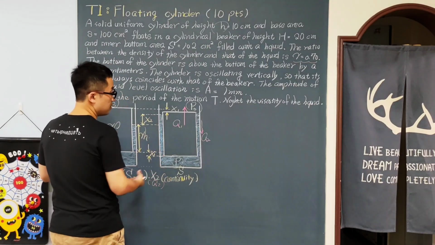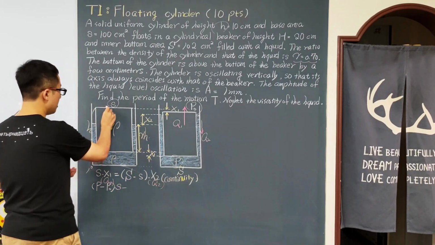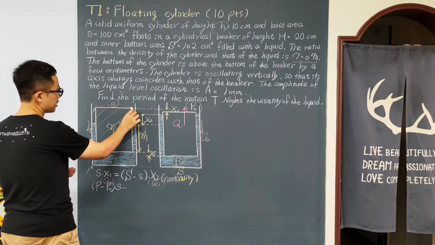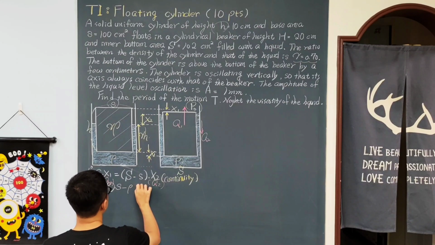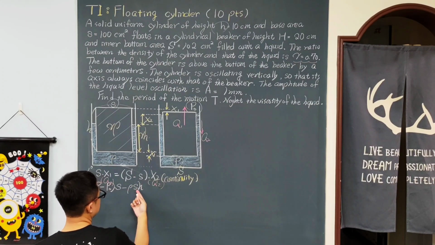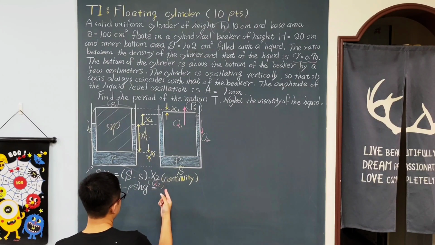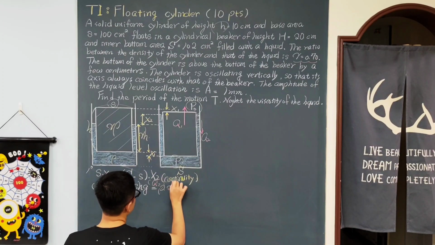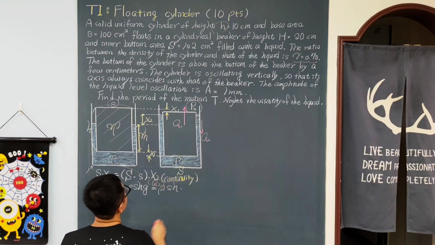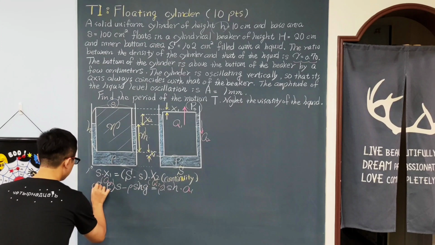The gravity is mg, and the mass is equal to density times volume. The volume is the cross-section area S times its height h. So the gravity is rho times S times h times g. Based on Newton's second law, this is equal to ma. Mass is equal to the density times the volume, and the volume is Sh. This is the mass, and mass times its acceleration is the net force. This is based on Newton's second law.